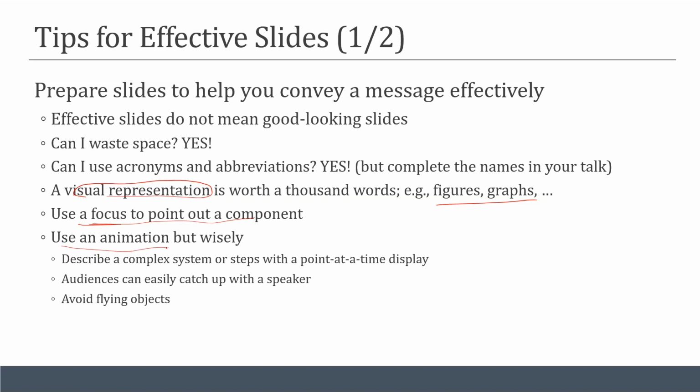And you may use an animation, but you should use it very wisely. So for example, you may want to describe a complex system or complex phases with a point at a time display. So one by one, right? And then it would be helpful for the audience to catch up with the speaker. But you should avoid the flying objects. This makes the audience more distracted.